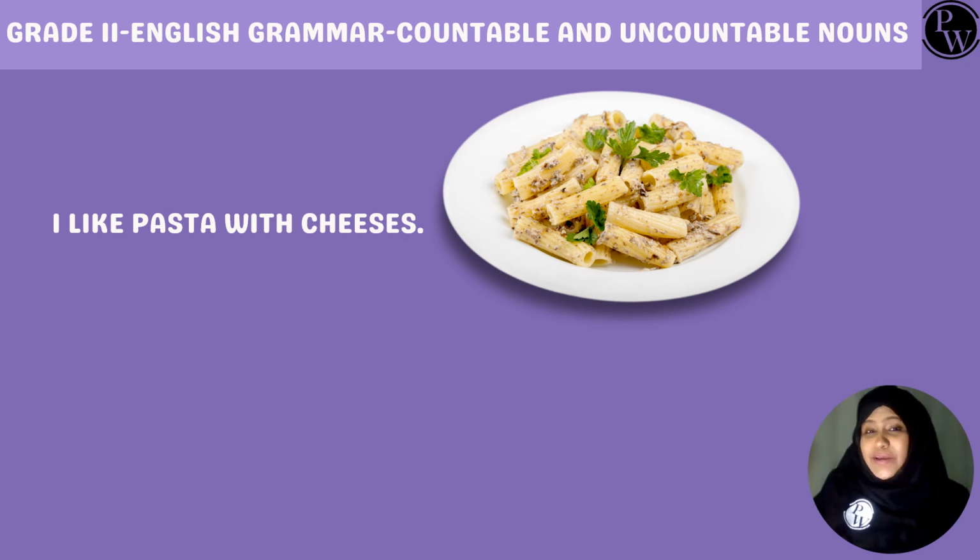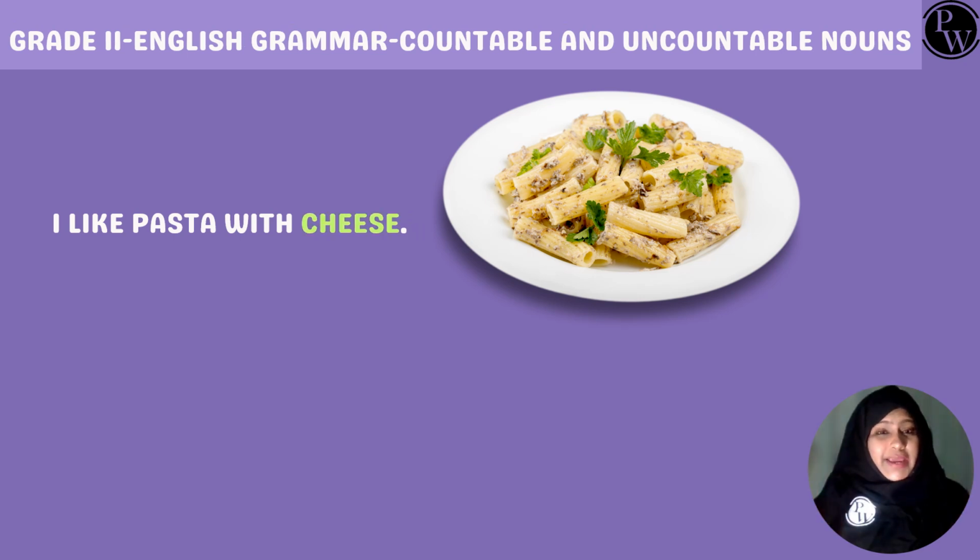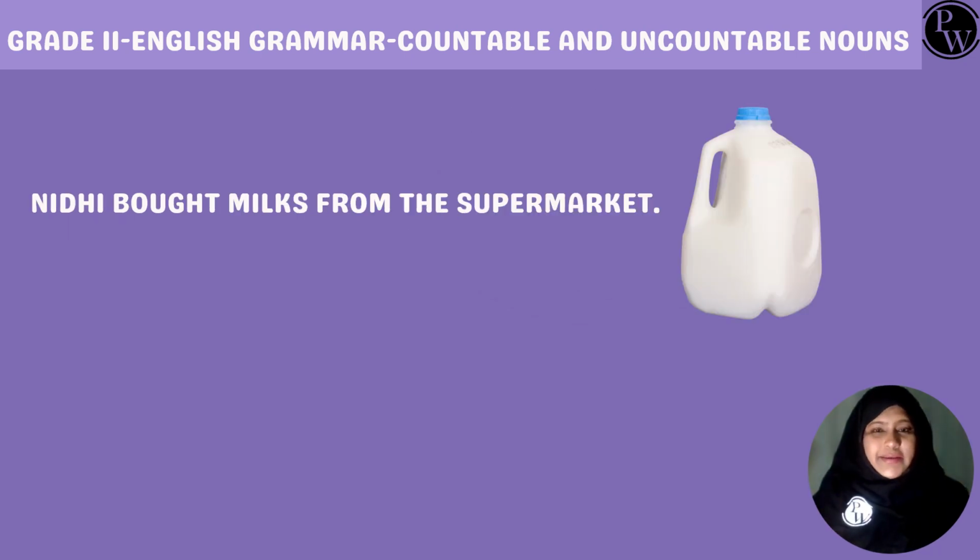Now, let's read the first sentence. I like pasta with cheeses. What do you think about it? You nailed it. The right answer is I like pasta with cheese. We don't add an S to make it plural because cheese is something we can't count individually. Great job. Let's read another sentence.